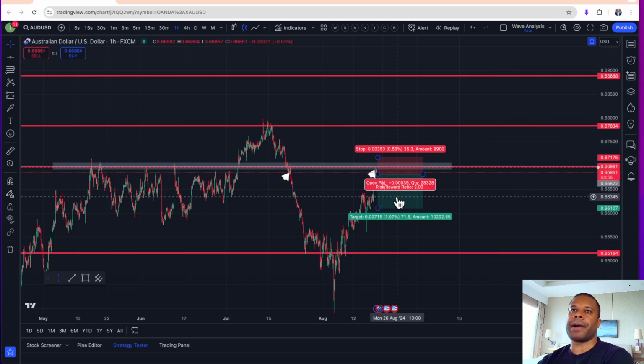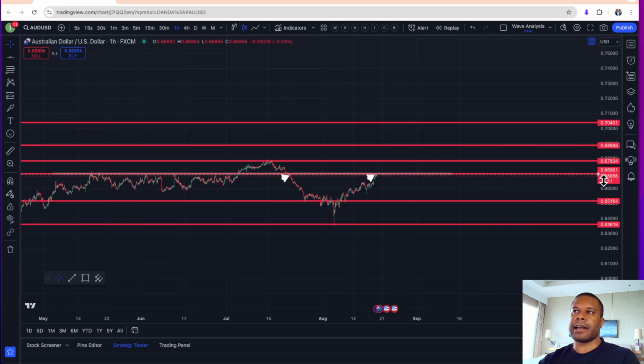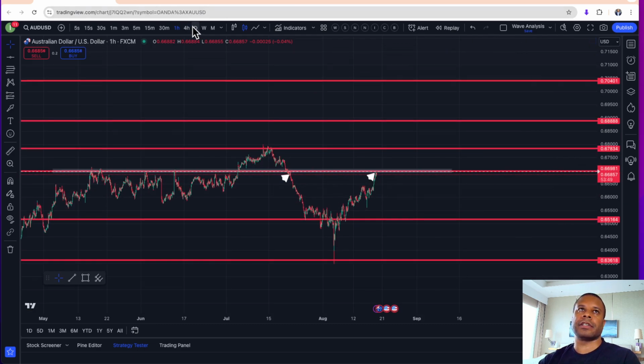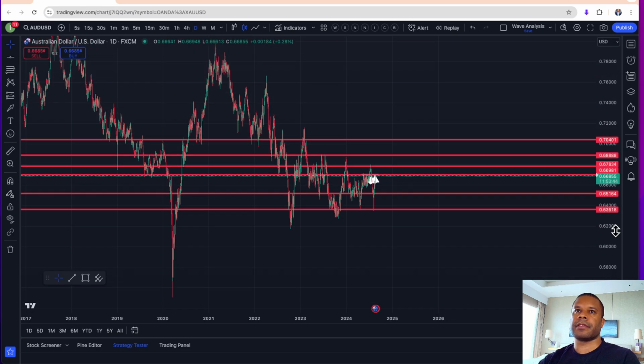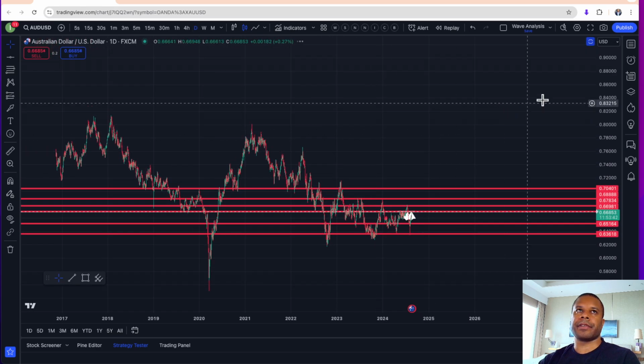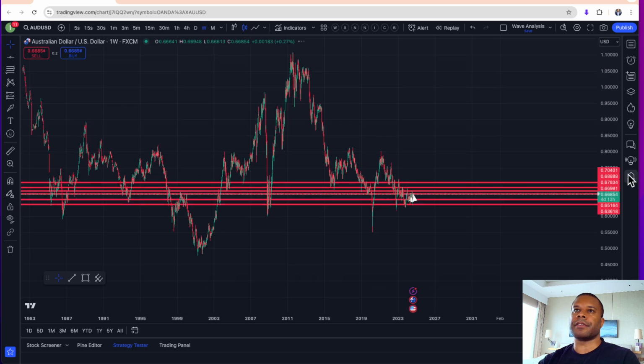So do you guys see this? This is the power of top-down analysis. I'm not even going to indicators or anything else, but just strictly this. Strictly looking at support and resistance from higher time frames to lower time frames. I could even do this. Let's say if I went back to the weekly. This is something I love to do too.